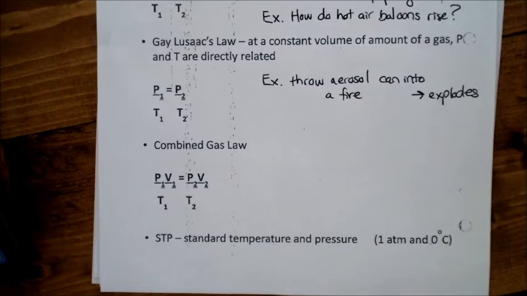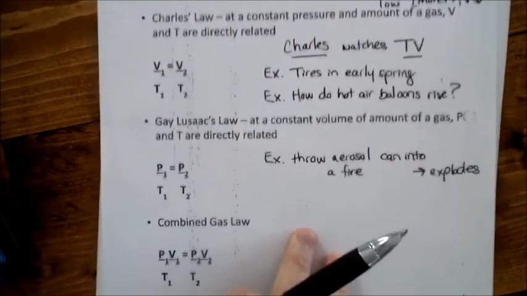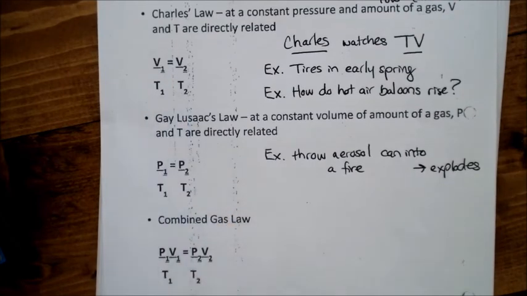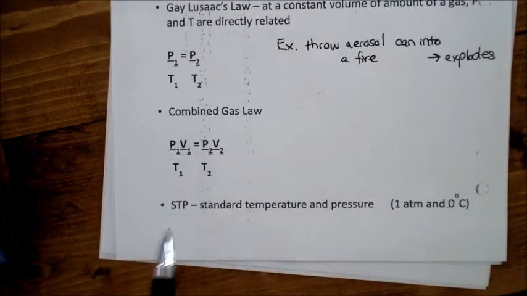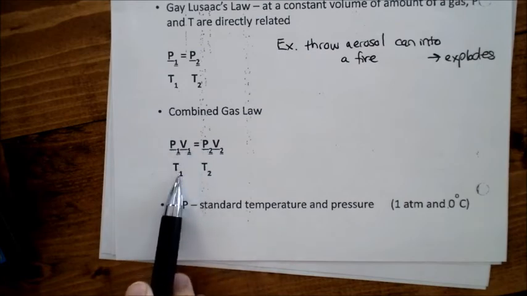And now for our last law, it's the combination of all of these, the combined gas law. If you look at all the equations you've seen so far, pressure and volume are inversely related, so they're always side by side. Temperature and volume, temperature and pressure, those are direct relationships, so temperature is always on the bottom. So when you combine all those together, pressure and volume are side by side, and temperature is always on the bottom. So that's the combined gas law.